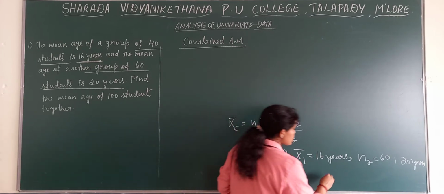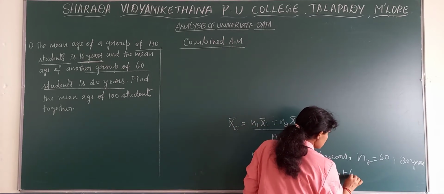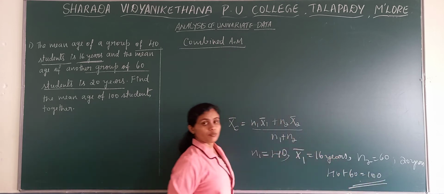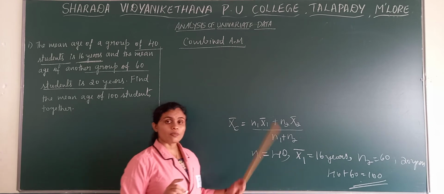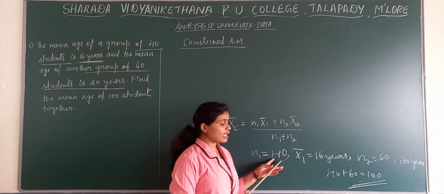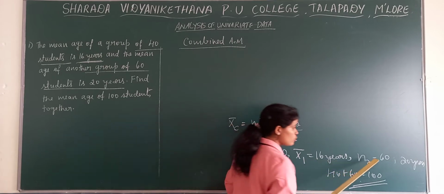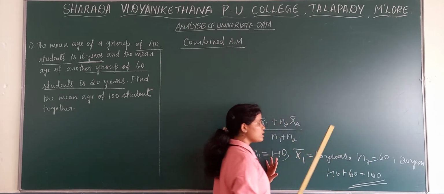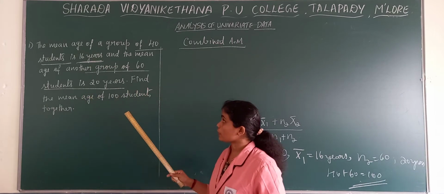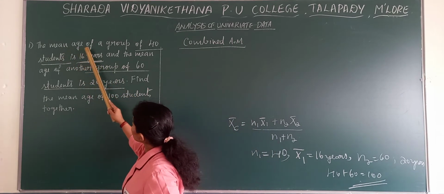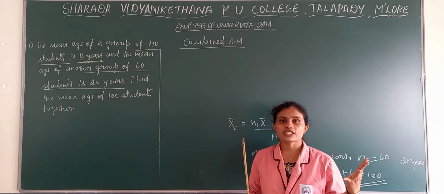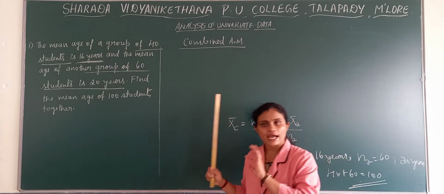100 means this 40 plus 60, that is 100 students' mean age. So in this problem, firstly you need to identify what is n1 and what is n2, what is x bar 1 and what is x bar 2. You need to read the sentence properly. The mean age of a group of 40, the group which they give first, is always n1, and then n2.